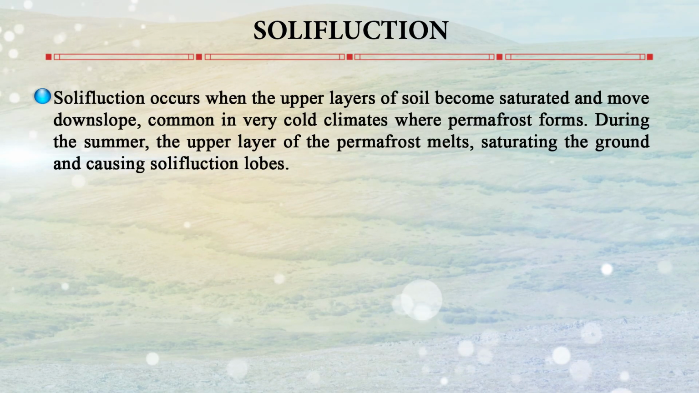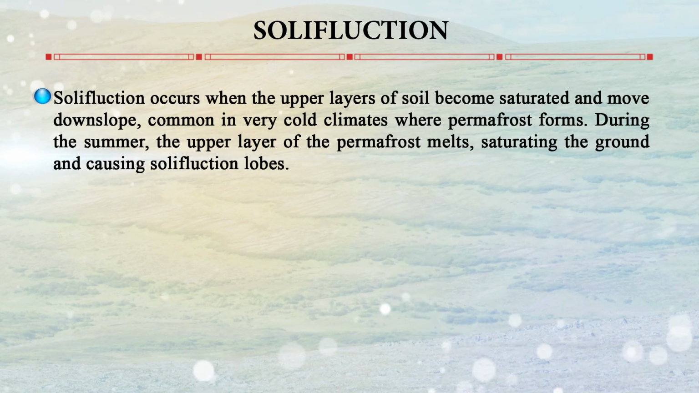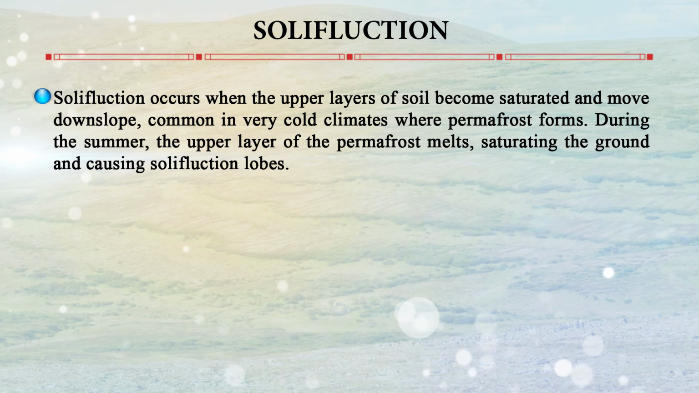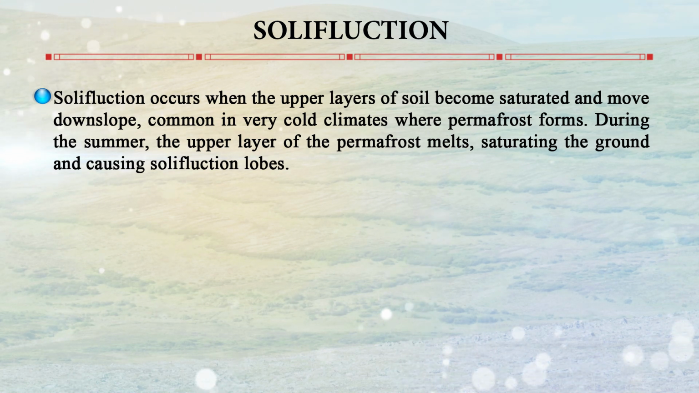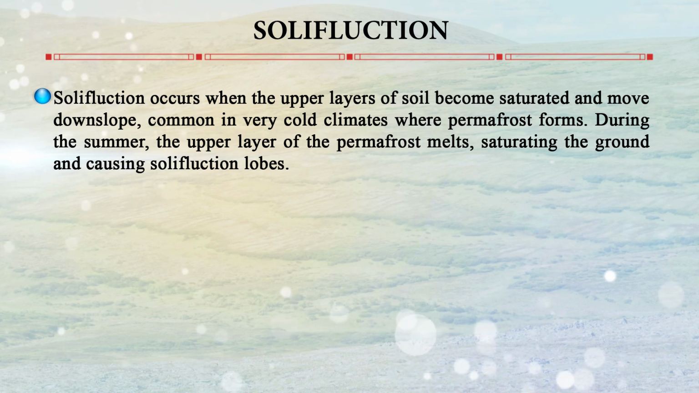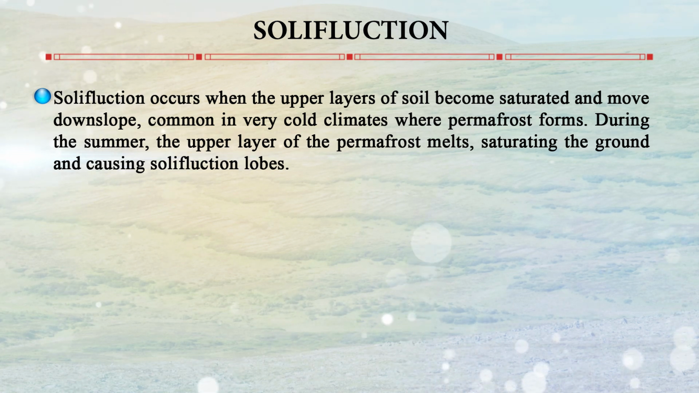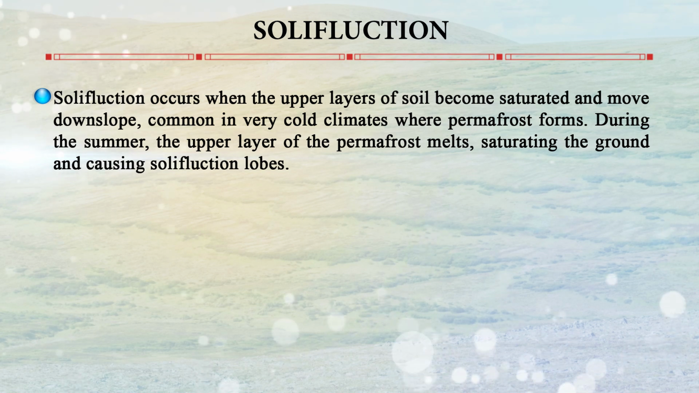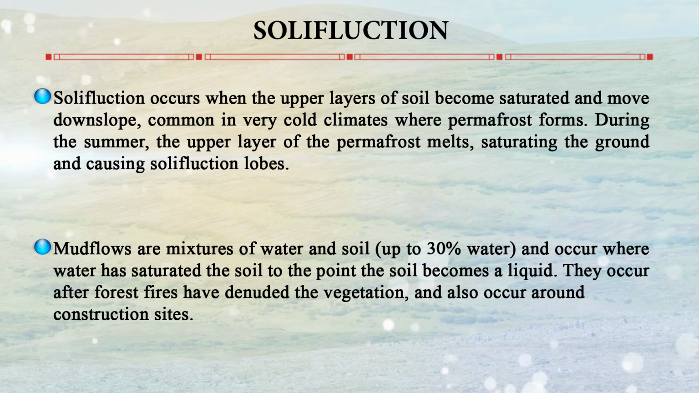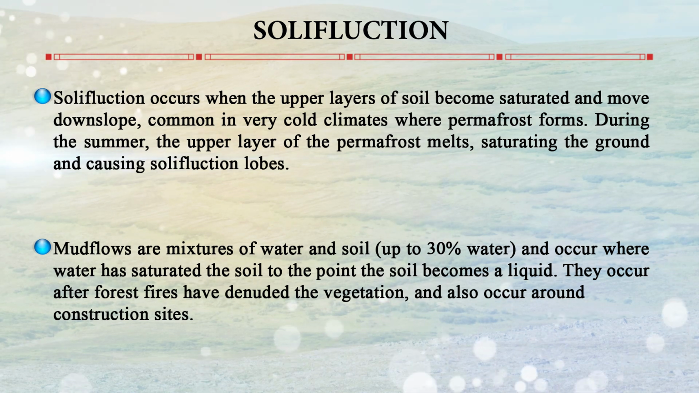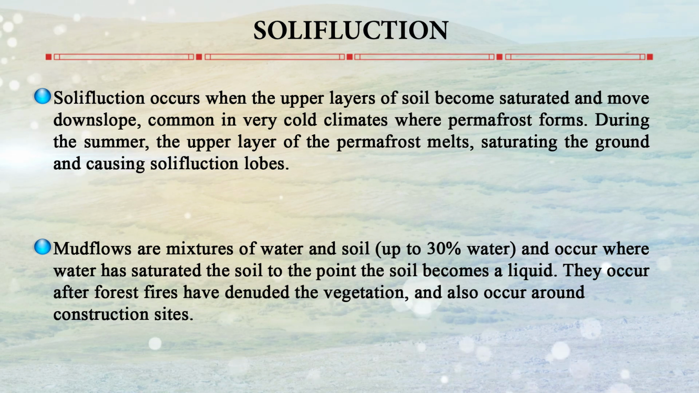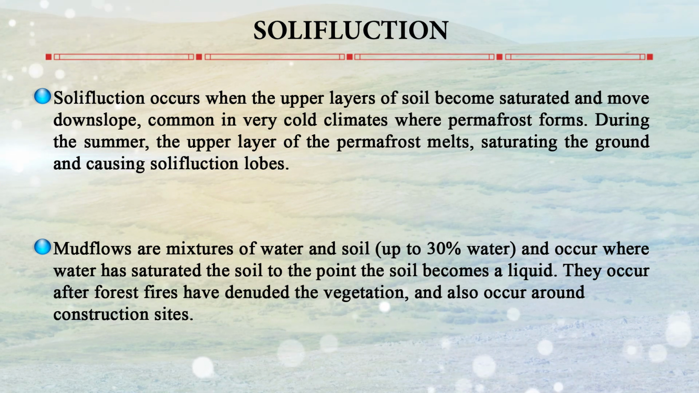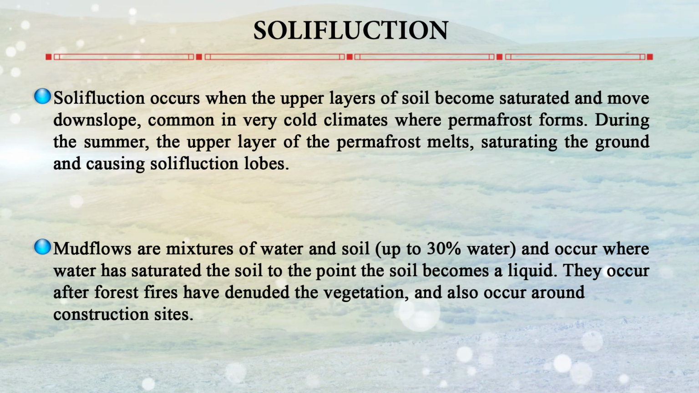Now, there is another term which is called solifluction. Solifluction occurs when the upper layers of the soil become saturated and move downslope, common in very cold climates where permafrost forms. During summer, the upper layers of the permafrost melt, saturating the ground, causing solifluction lobes. Mud flows are again flows, mixtures of water and soil with up to 30% water, and occur where the ground has become saturated with water to the point that the soil has become liquid. They occur after forest fires have denuded the vegetation and occur around construction sites.